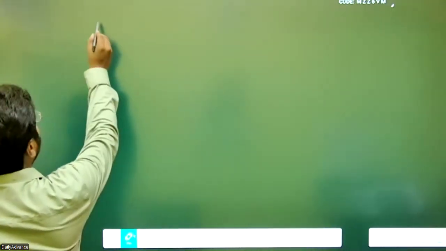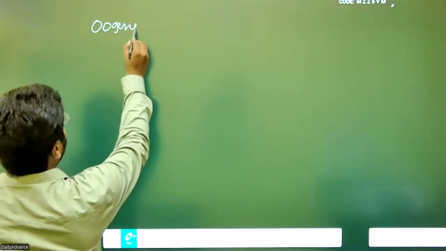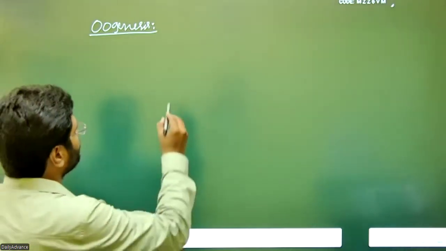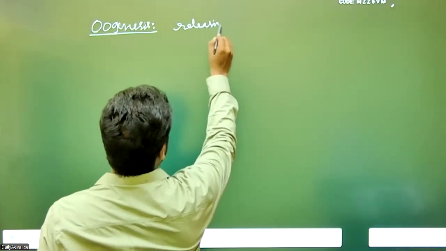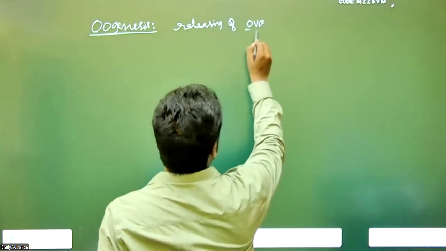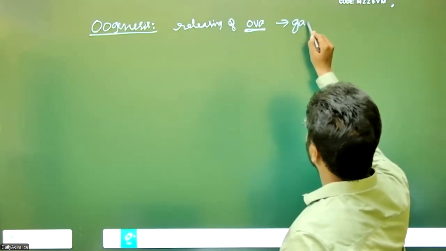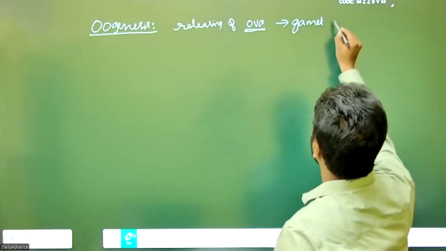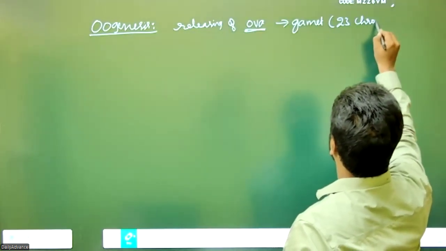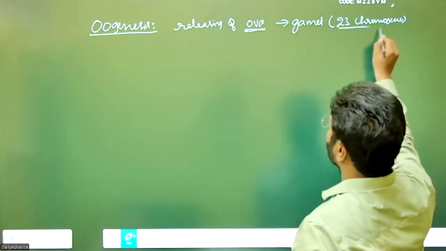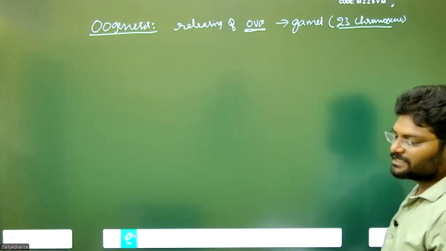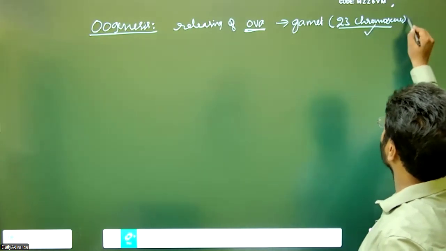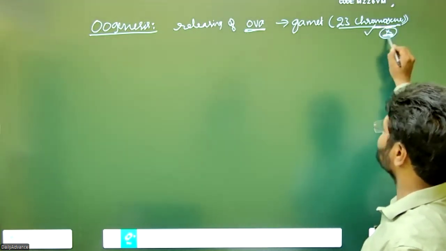So oogenesis means releasing of ova, which is a gamete and has 23 chromosomes. Oogenesis is the process of releasing or making of ova in the ovaries. Each ova has 23 chromosomes, and the sex chromosome is always X.